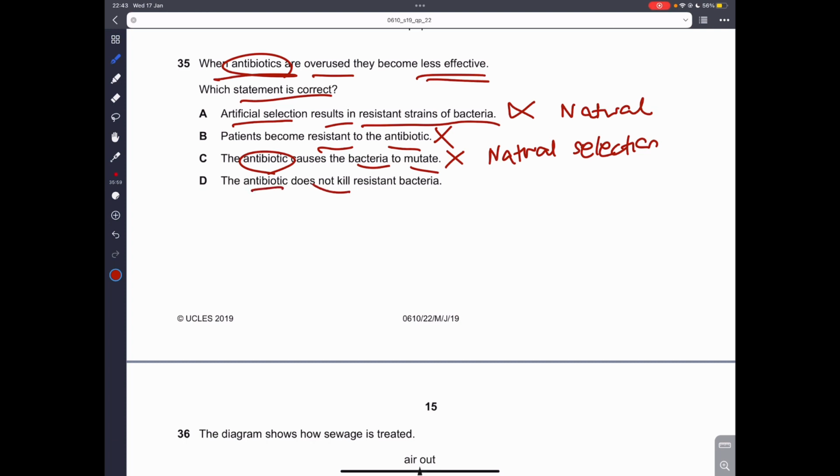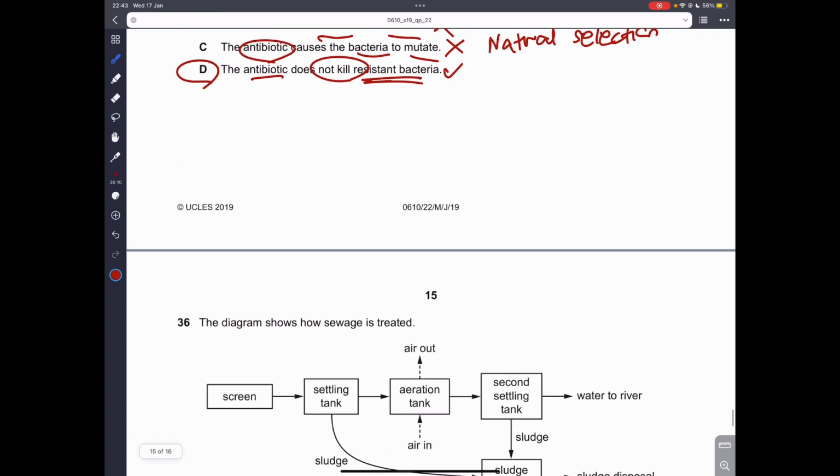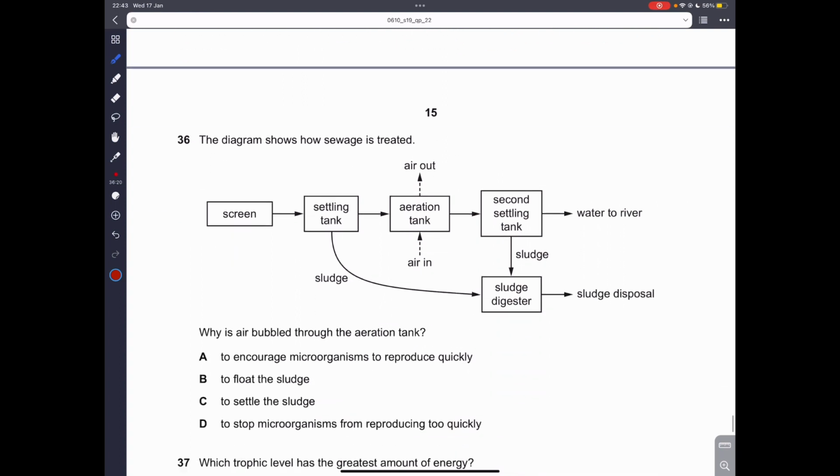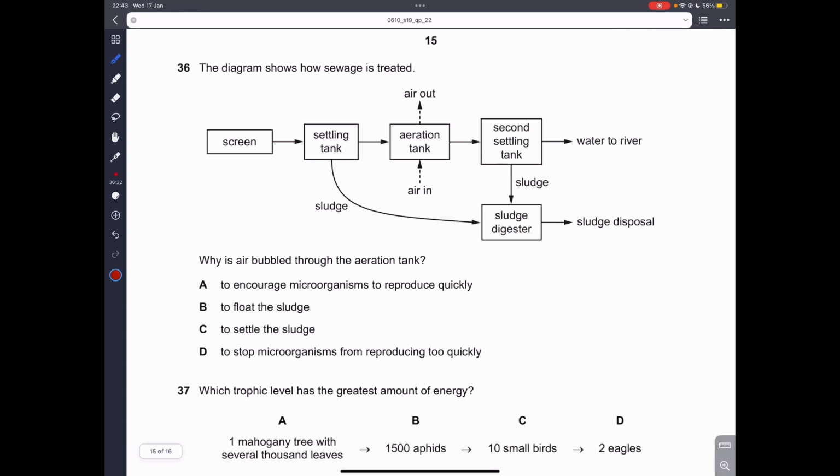Now, indeed, the antibiotic does not kill resistant bacteria. That's correct. Once a bacteria has overcome the antibiotic, once it has undergone the process of natural selection, the bacteria will actually be immune, so the antibiotic that was previously used on the bacteria is not going to work anymore.